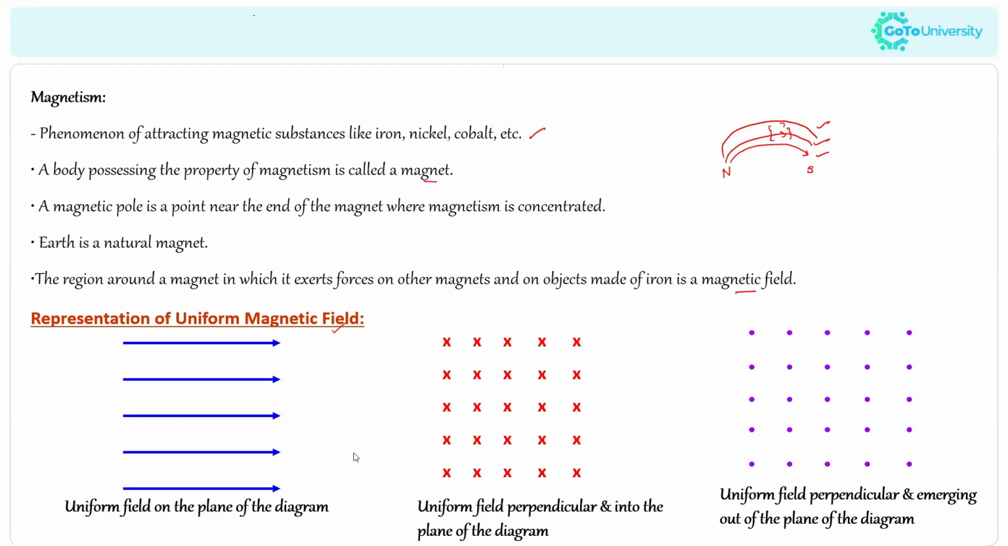So here, when a uniform field on the given plane of the diagram should be represented, at that time we can represent the magnetic field lines by using parallel lines. Similarly, when the uniform field is perpendicular into the plane of the diagram, at that time we will use cross marks to represent it. If they are representing the magnetic field by using a dot, it means they are representing a uniform field perpendicular and emerging out of the plane of the diagram.